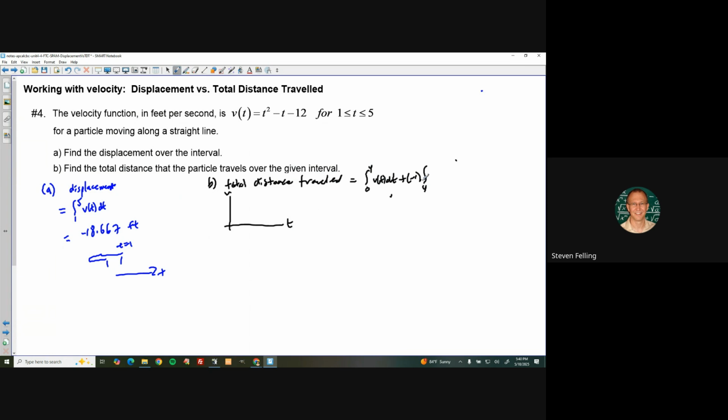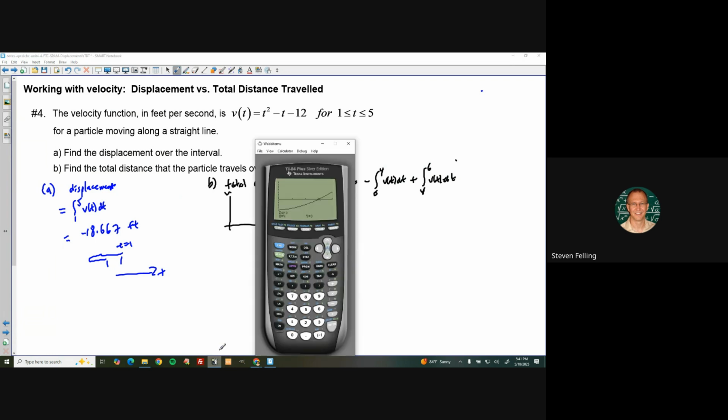I'm sorry, actually it should be the other way around. We started with a negative velocity. So we're going to start with the negative of the 0 to 4 integral, and then we're going to add the rest of the way from 4 to 6 because that is positive. So we're going to split this integral up at 4. So let's just do those as two separate integrals.